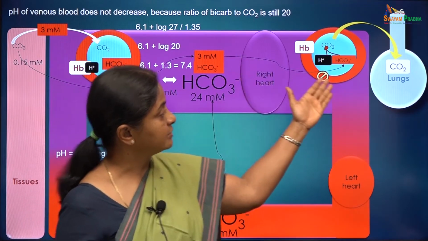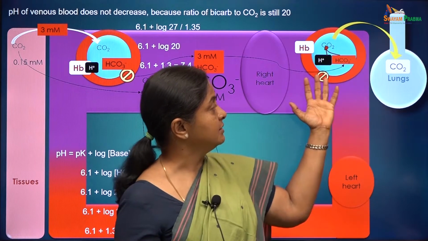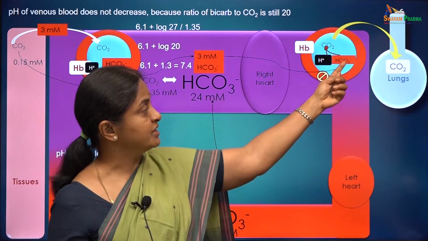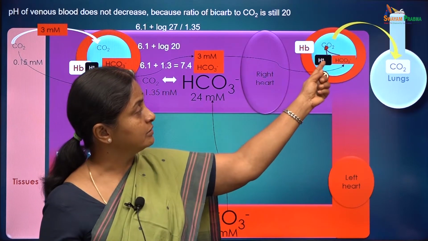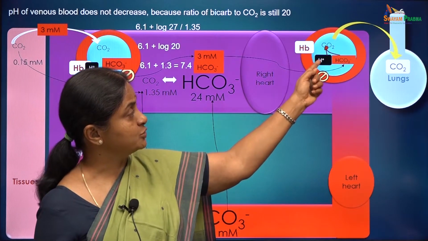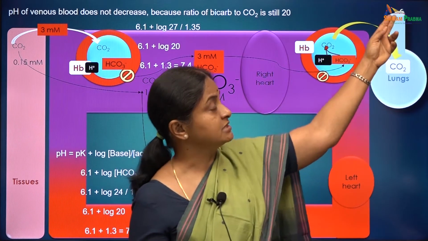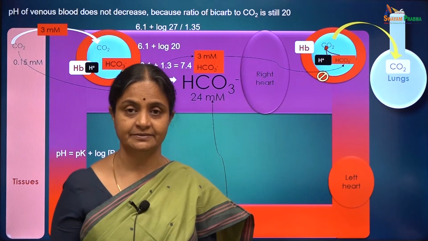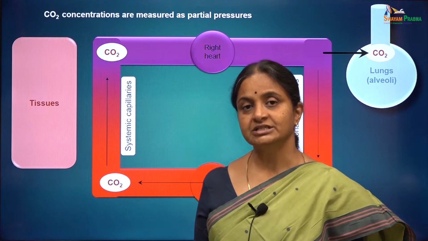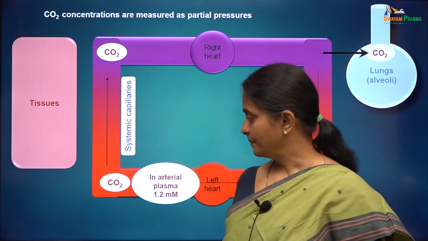And when blood reaches the lungs, the reverse reaction occurs because bicarbonate moves into red blood cells. Hemoglobin releases the hydrogen ions once oxygen combines with it. The reverse reaction occurs and carbon dioxide is eliminated. Now we will see how carbon dioxide concentrations are measured in blood.